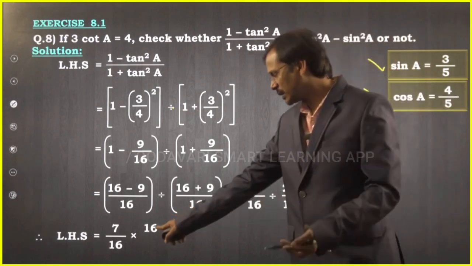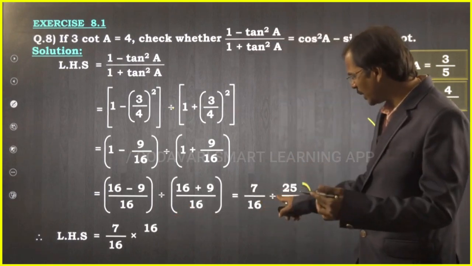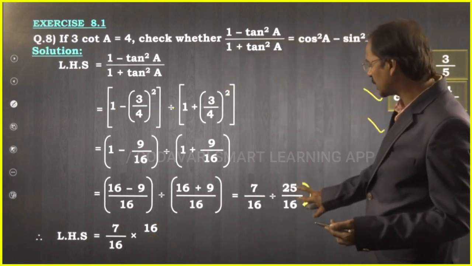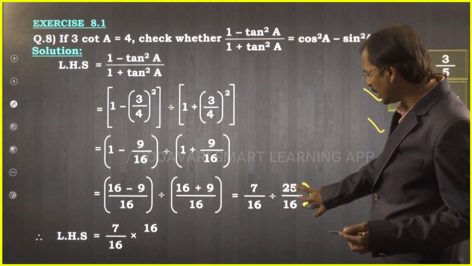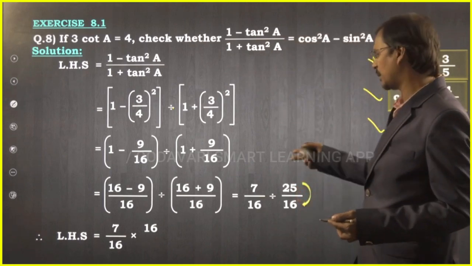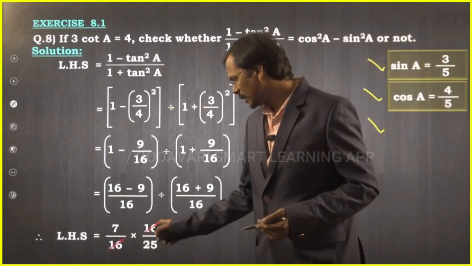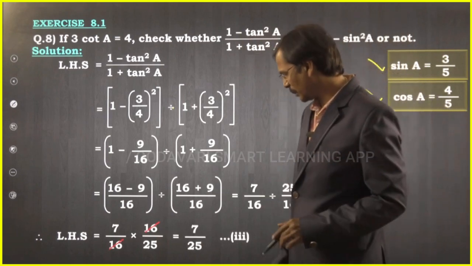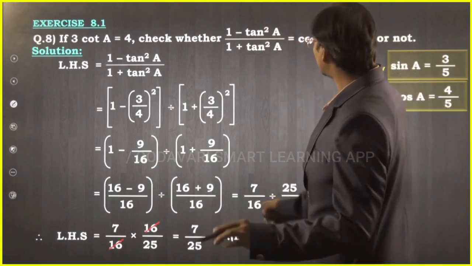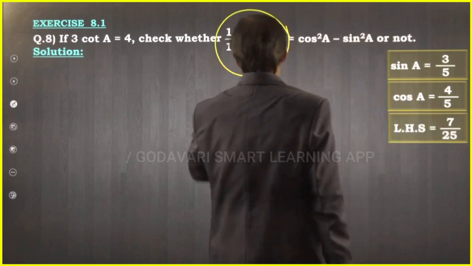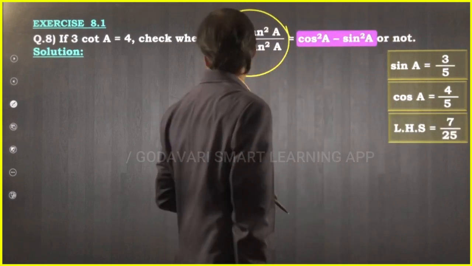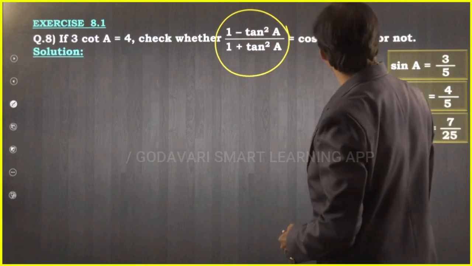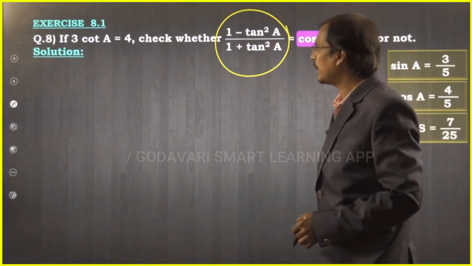If we convert divided by into into, we have to take the reciprocal of this fraction. 16 and 16 cancel, therefore LHS is 7 by 25. Total LHS we got, LHS is equal to 7 by 25.